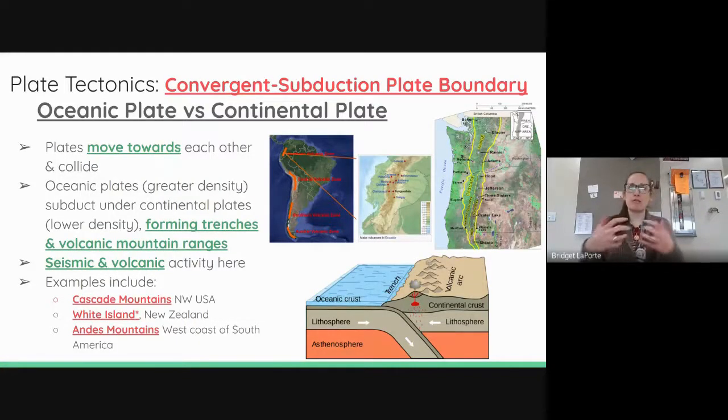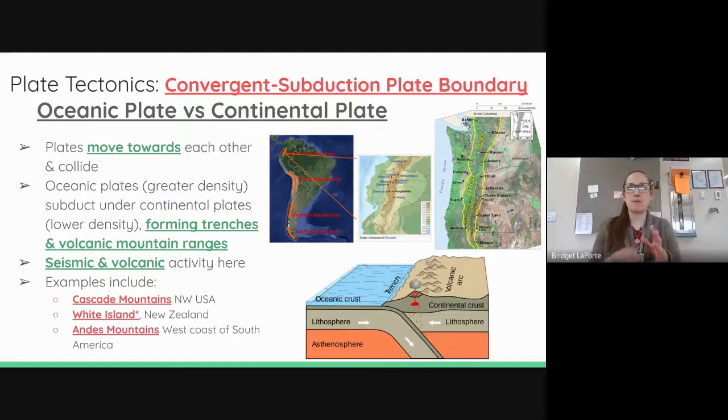Some of the other boundaries. So these are all boundaries between different plates, where those pieces come together. If you want to think of them like puzzle pieces, you can. The next set of boundaries are called convergent subduction plate boundaries, and there are various versions. So I'm going to talk about each one of those. So the first is having an oceanic plate going against a continental plate.